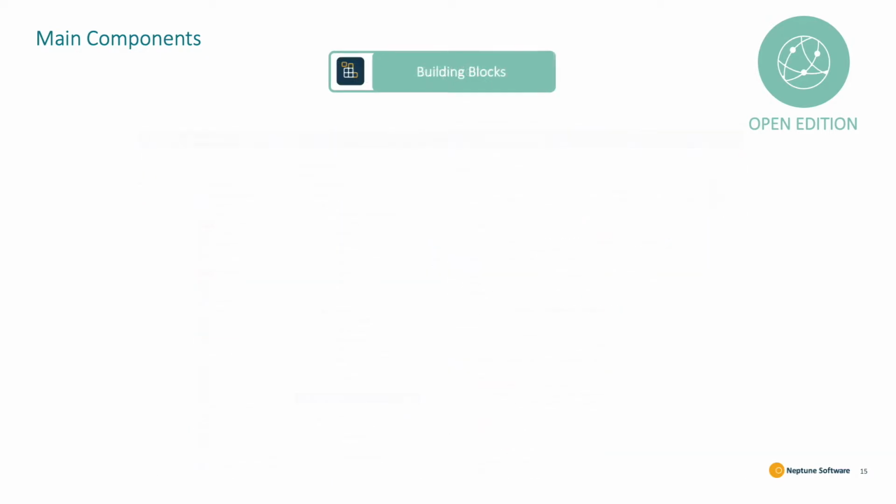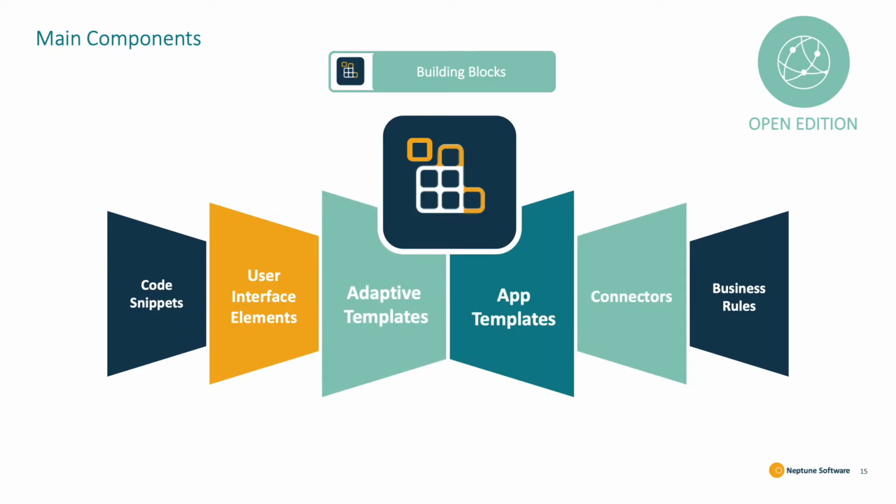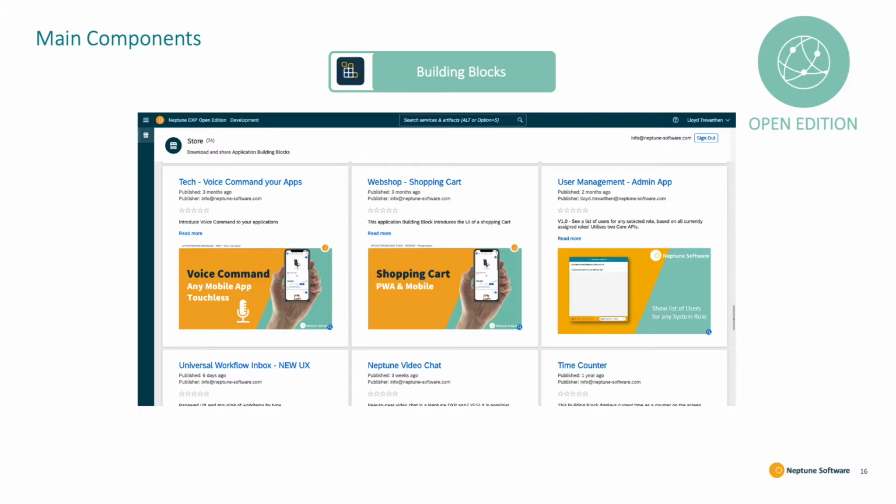Next, we have application building blocks. These are modular and reusable development components that range in size from small code snippets and connectors to larger groups of user interface components to entire application templates. Neptune provides a growing library of these building blocks, which can be downloaded for free within the platform inside the store.